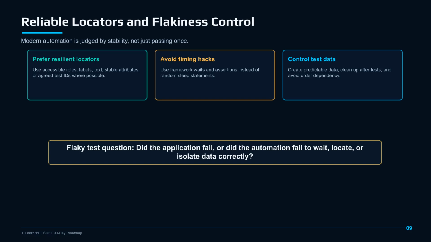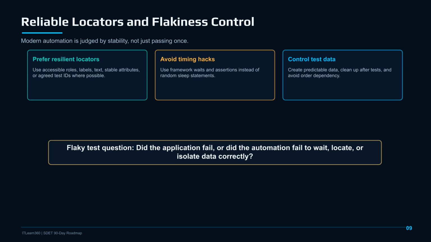Use resilient locators when possible, such as accessible roles, labels, visible text, stable attributes, or agreed test IDs. Avoid brittle locators that depend on long absolute XPath expressions or unstable page structure. Also avoid random sleep statements. A better approach is to use framework waits, web-first assertions, and clear conditions that match what the user expects to see.